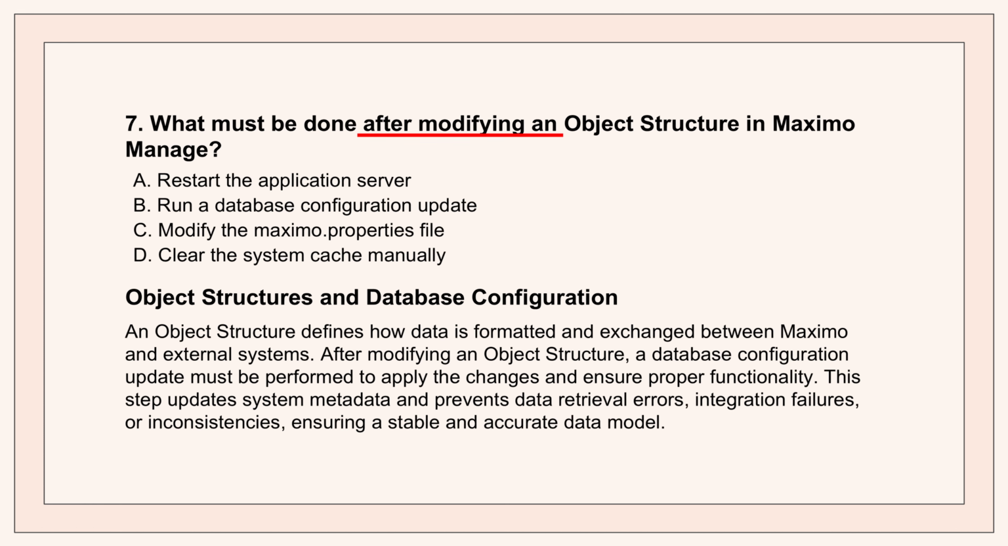Okay, next question. What must be done after modifying an object structure in Maximo Manage? And the answer is run a database configuration update. Sounds important. It is. Why is that step so crucial?